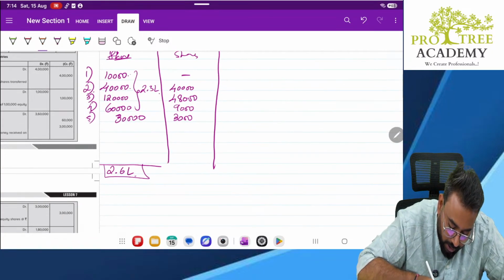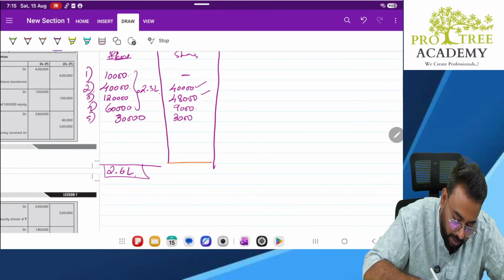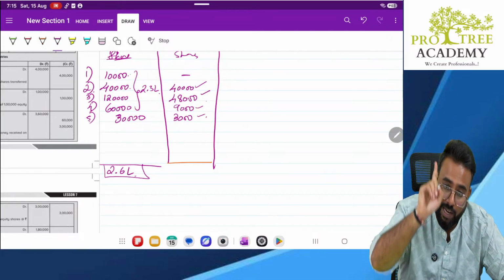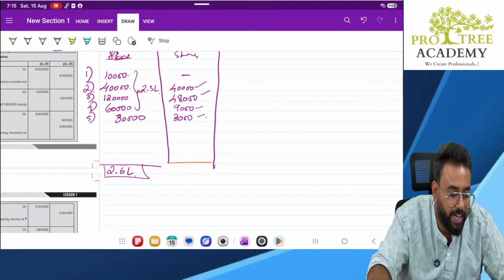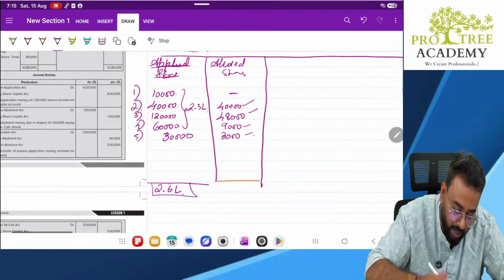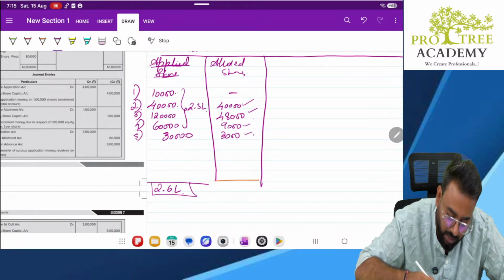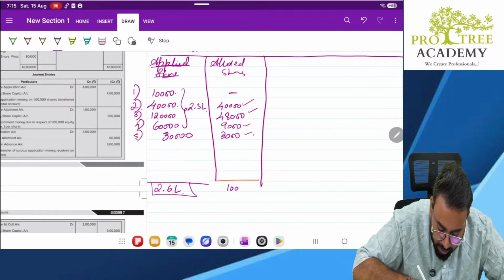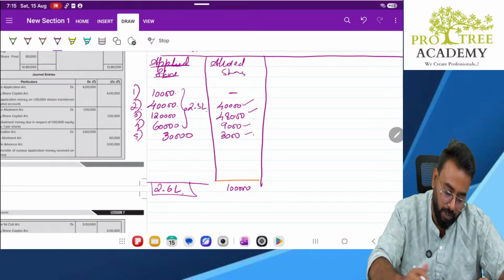Okay, now total this. 40,000 plus 48,000 plus 9,000 plus 3,000 should become 1 lakh only. It should be 1 lakh, no matter what. Sir, why should it be 1 lakh? You are issuing only 1 lakh shares. No matter how many applied, you will allot only 1 lakh shares. So tell me how much I have received. It should be 1 lakh, but you just try and check it. It will be 1 lakh only.